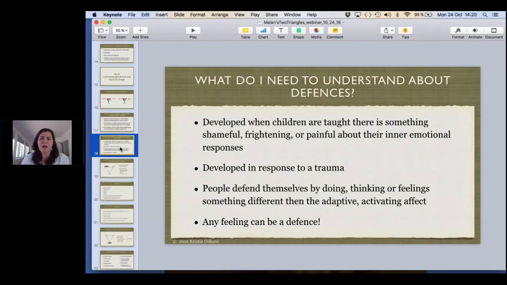But you have to keep in mind, when we're working with defenses, we're also working on the triangle of person. That's where it originates from, and you want to be getting a sense of what happened, who did it happen with, and that's going to really help you. So here is Malan's triangle of conflict.